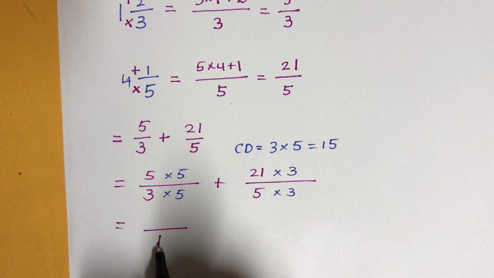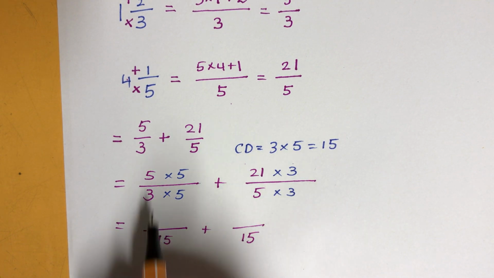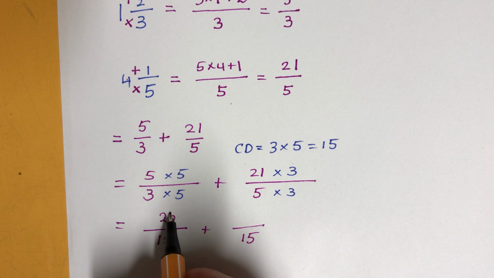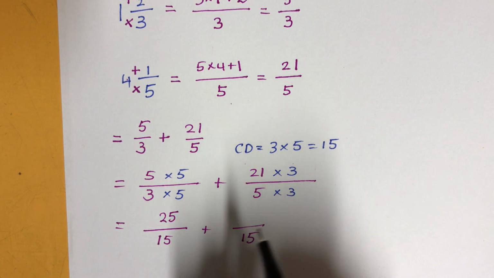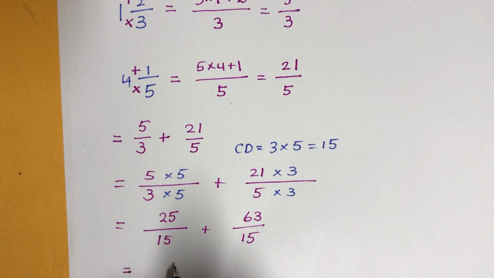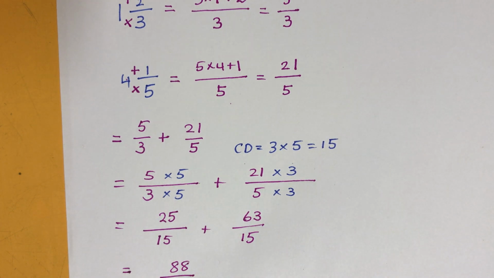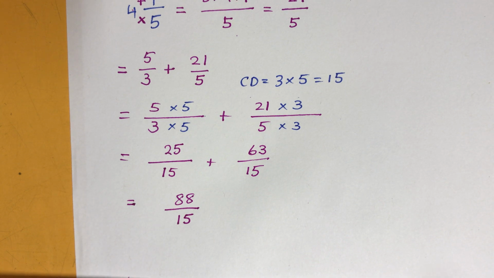So what will happen now is, on the bottom, my common denominator is 15, so I'm going to rewrite them. There's a 15. On the top is 25. 21 times 3, it's like 21 plus 21 plus 21, so 63. Now when I do that, I will get 88 over 15. Now that's an improper fraction, and I would like to change that to a mixed numeral.